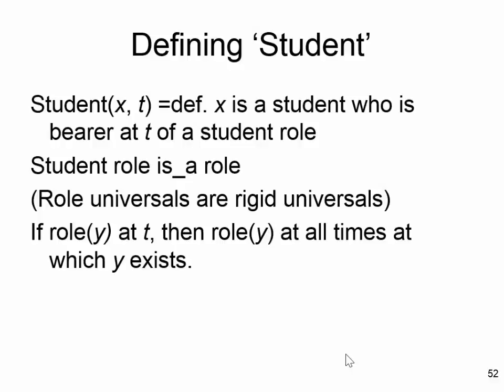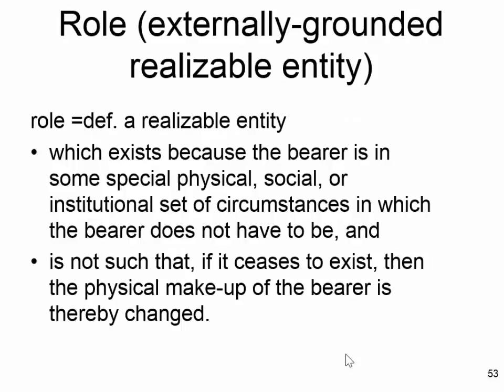Some ontologies don't have this, and so they have peculiar taxonomies which include employer, employee, patient, organism, all on the same level. And that means that you have redundant hierarchies, which brings all kinds of problems, some of which we will recognize later on. Now, we have here a definition of role. Roles are externally grounded, realizable entities. By externally grounded, we mean grounded in the context, which might be a social context. Somebody is a student because they're in a particular social context. Somebody is a nurse because they're in a particular social context. And they don't have to be in that context. So they can leave that context without being changed physically.